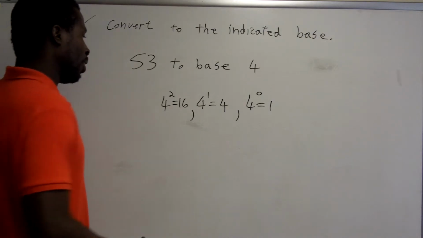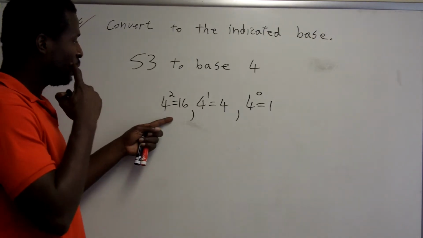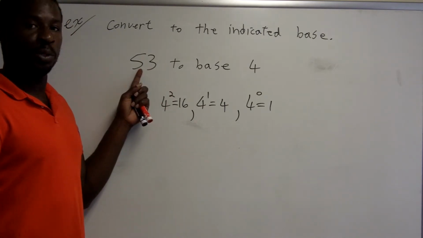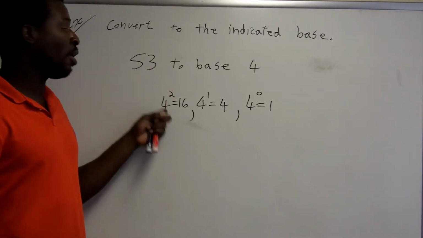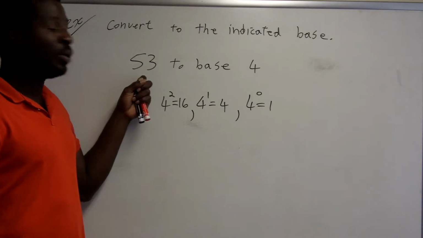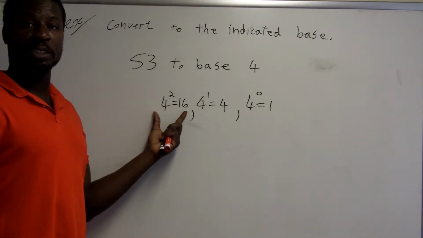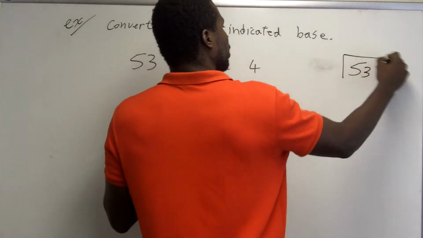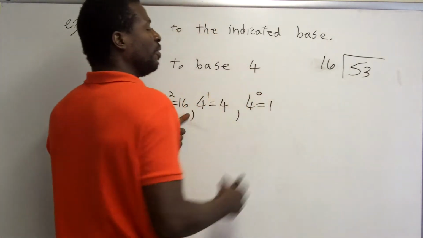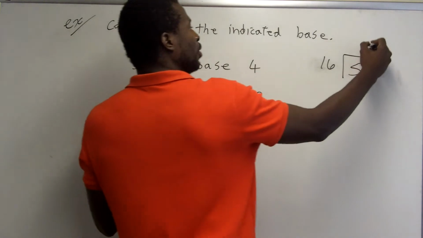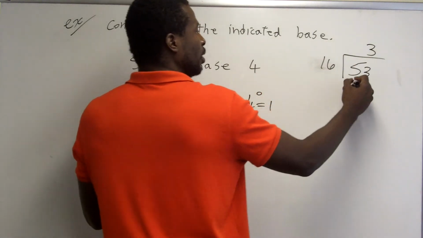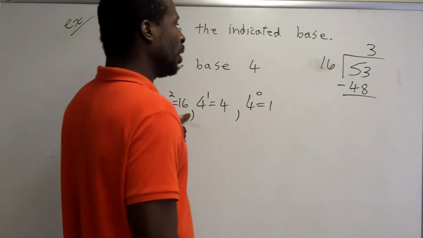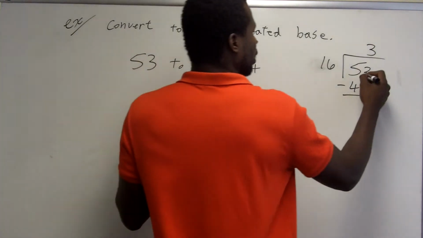Here's how we start off. The first thing you want to do is find out how many groups of 16 there are in 53. That will tell you what numeral goes in this place value. 16 goes into 53 3 times. 3 times 16 is 48. And upon subtraction, we get 5.